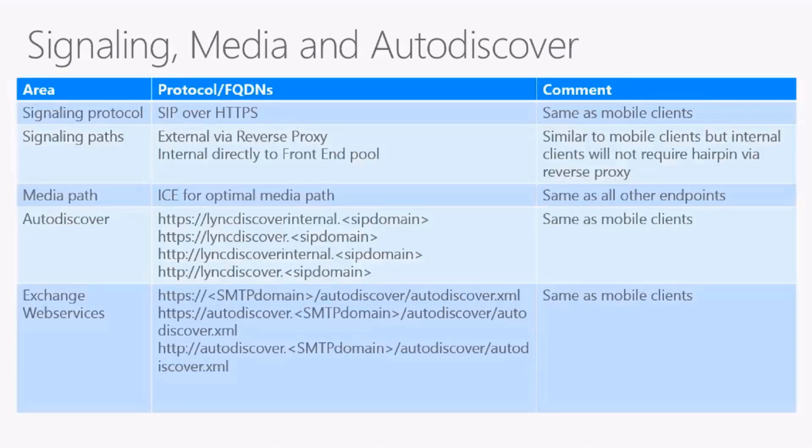Exchange Web Services behaves the same way that mobile clients do also. It's going to send out requests to these known URLs for EWS to be able to get all of your Exchange information and connect directly to your Exchange environment.